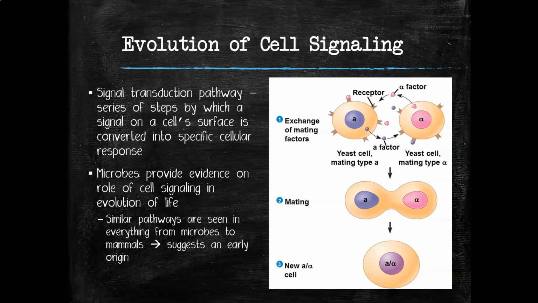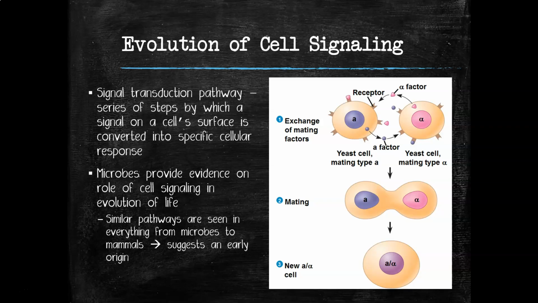So the cool thing here is that we see these very similar signal transduction pathways in these individual microbial cells that we also see in coordination in big multicellular organisms like us. So, what this tells us is that there's some very early origins of this signal transduction pathway and this mechanism for cellular communication. It's a really highly conserved process.